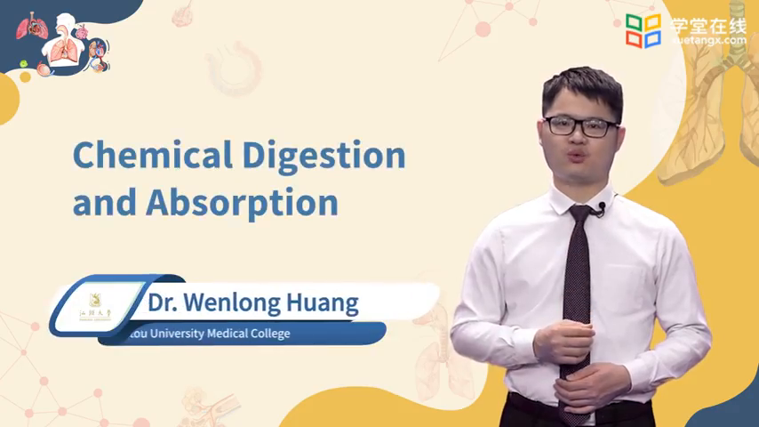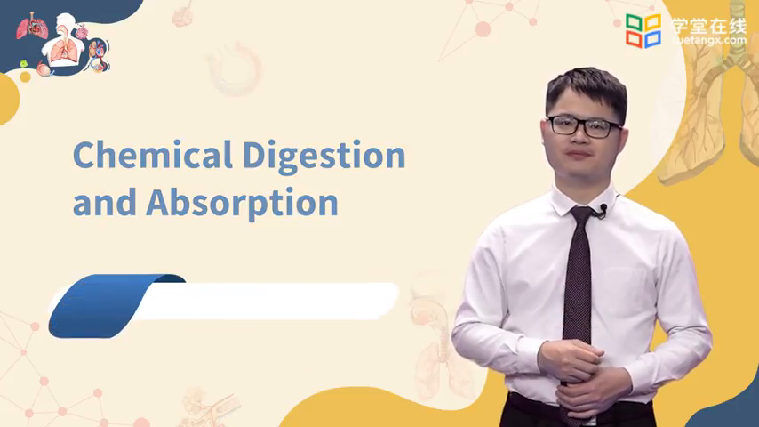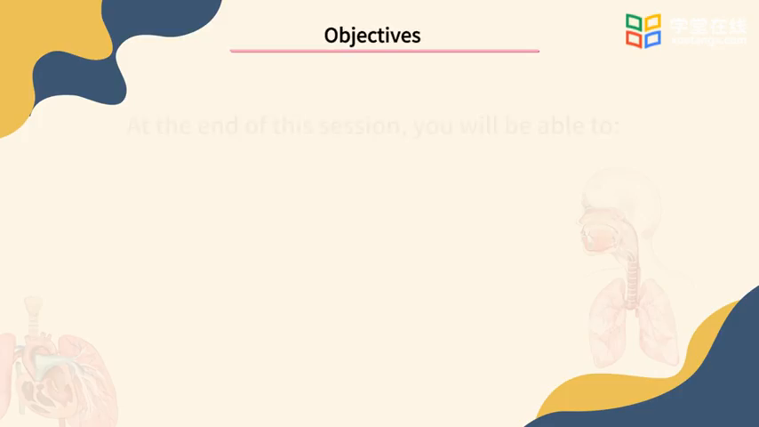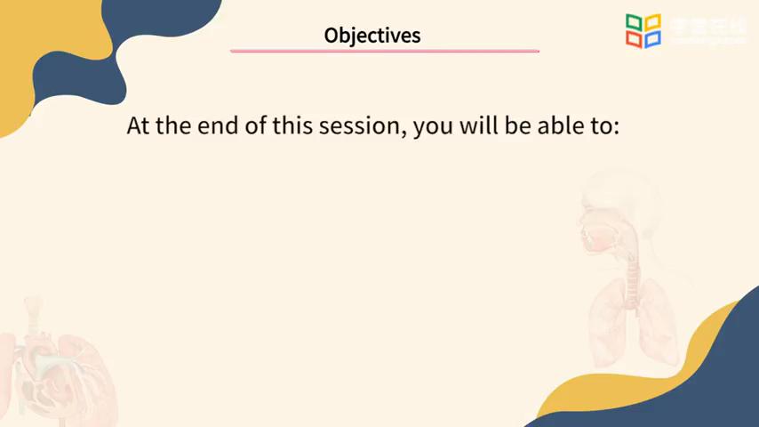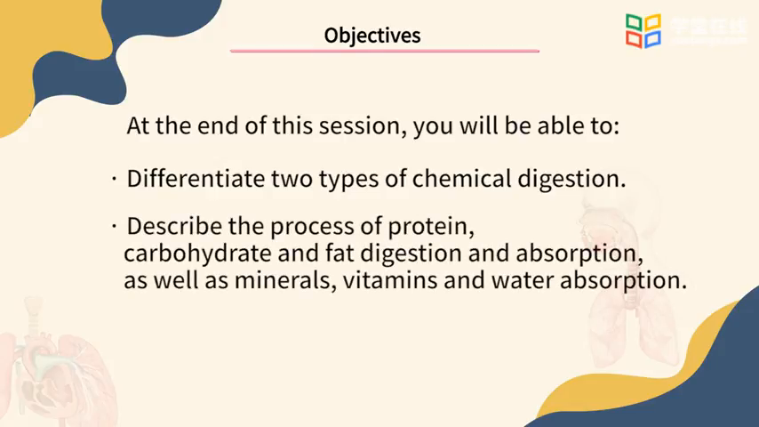In the last session, we talked about mechanical digestion. And in these classes, we will discuss chemical digestion and absorption. At the end of this session, you will be able to differentiate two types of chemical digestion and describe the process of protein, carbohydrate, and fat digestion and absorption, as well as mineral, vitamins, and water absorption.